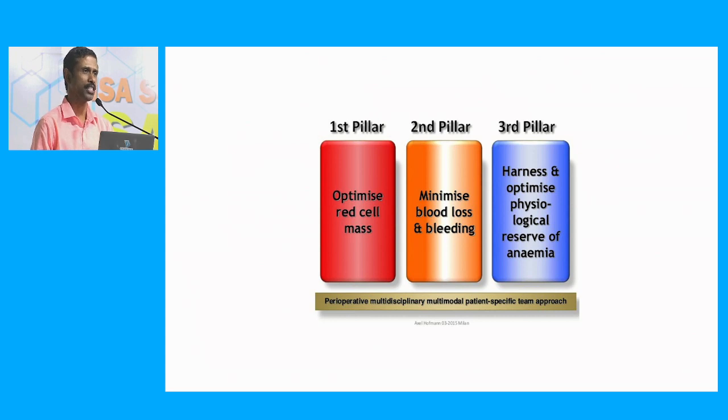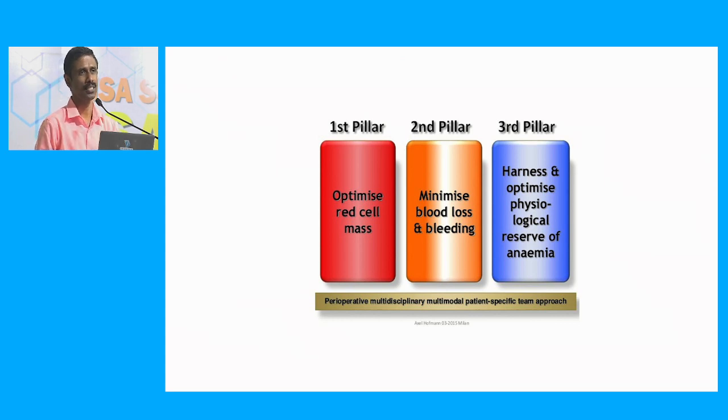So the whole concept of patient blood management is based on three pillars. The first pillar aims at optimizing the red cell mass, ensure that the patient has enough hemoglobin, good hemoglobin, so that he can go through the surgery even without requirement of any transfusion. The second pillar aims at minimizing the blood loss and bleeding. So what is lost, if you can cut down on that, there wouldn't be any requirement of transfusion at all.